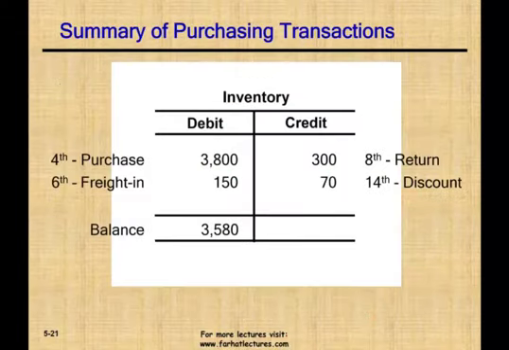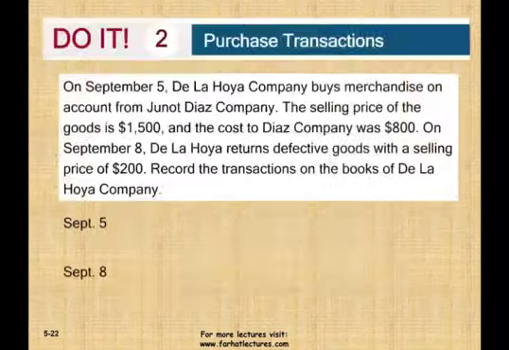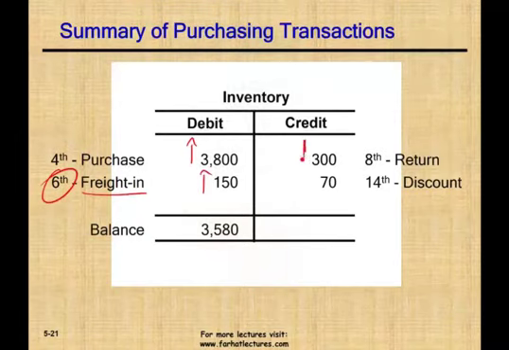And this is your inventory account. When you make a purchase, you debit inventory, inventory goes up. If you paid for transportation cost, notice here on the 6th, we paid for transportation cost, it increases inventory. If you make a return, your inventory goes down. If you pay within the discount period, inventory goes down.